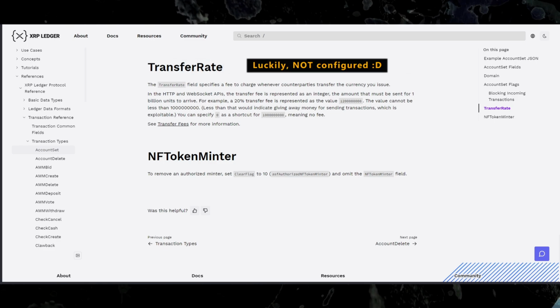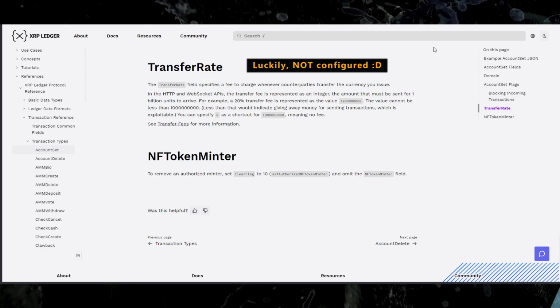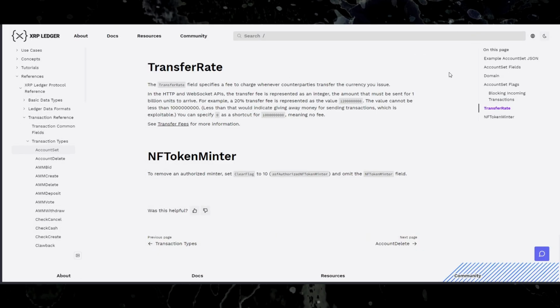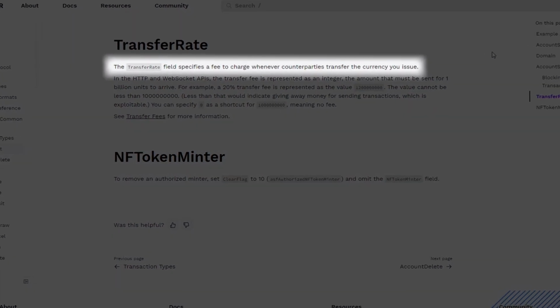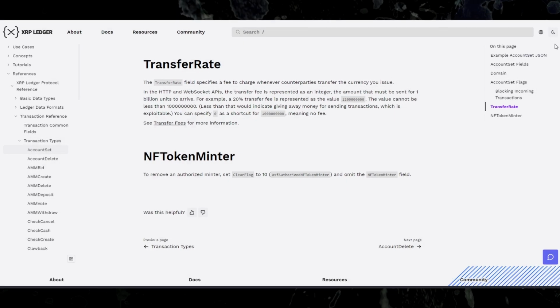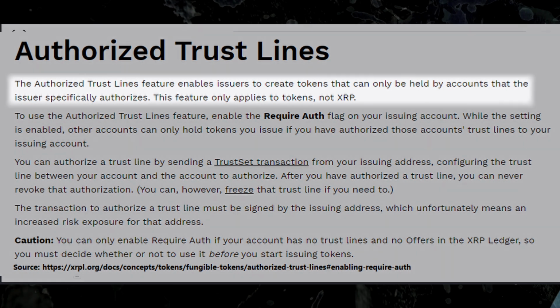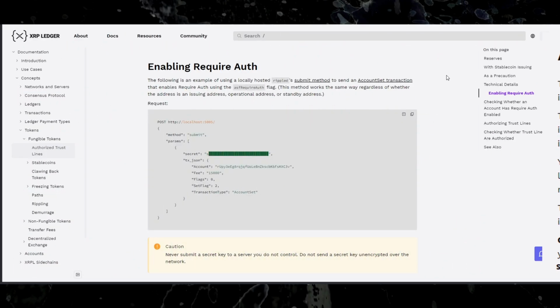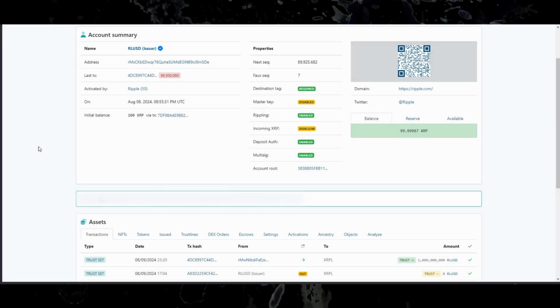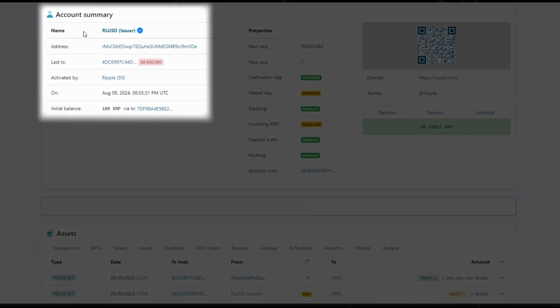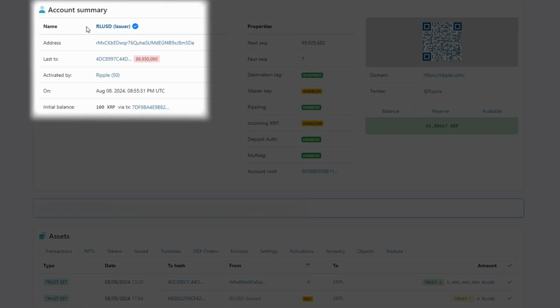Lastly, there are two flags which were not configured, which I think is important to mention because I think that's really bullish. Firstly, transfer rate and also require auth, which just means that Ripple will not charge a fee whenever you transfer any Ripple USD tokens, and they will also not restrict any retail user from holding the token, which is pretty cool.